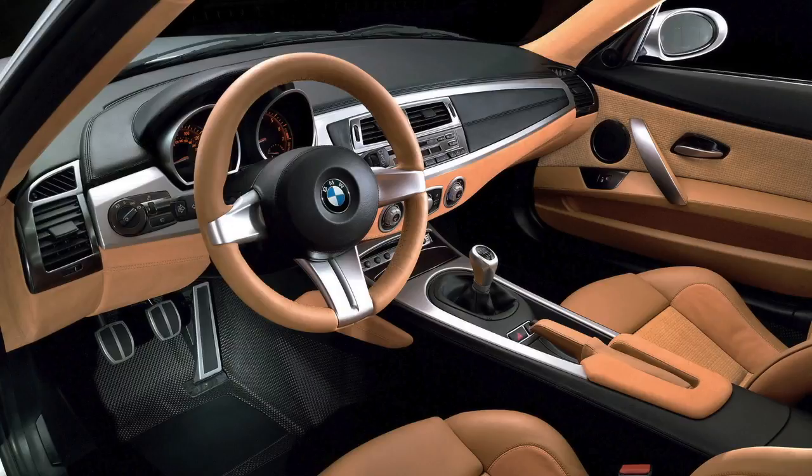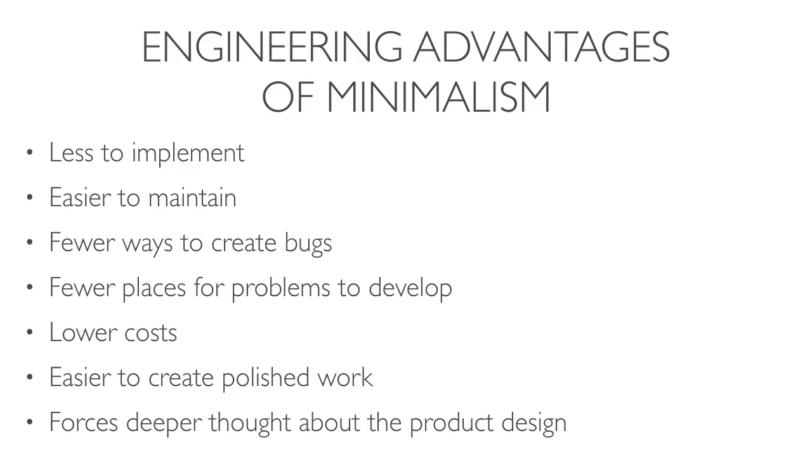So before I get into how you can start making those choices, I just want to talk about some of the engineering advantages to taking a more minimal approach to product design, to trying to eliminate features, eliminate things that are not strictly necessary for the end user. And many of these are pretty obvious. If you have fewer user-facing features, there's less to implement. It's easier to maintain because there's less of it. There are fewer opportunities to create bugs. There are fewer places for problems to develop in a deployment situation. The cost is lower because, again, you're eliminating bugs, you're making it simpler to maintain, you're eliminating features that you have to implement. It is easier to create polished work because you can focus more time and attention on the parts that strictly matter and ignore everything else.